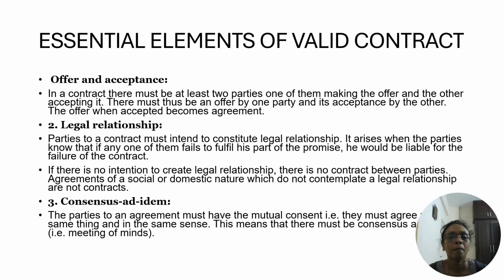Then, the essential elements of a valid contract are offer and acceptance, legal relationship, and consensus ad idem. Offer and acceptance is already discussed. Legal relationship means the parties to a contract must have a legal relationship. Consensus ad idem, that is, the parties to an agreement must have mutual consent. That is, they must agree on the same thing and in the same sense. This means that there must be consensus ad idem, that is, identity of mind, meeting of two minds. These are the main essentials of a valid contract.